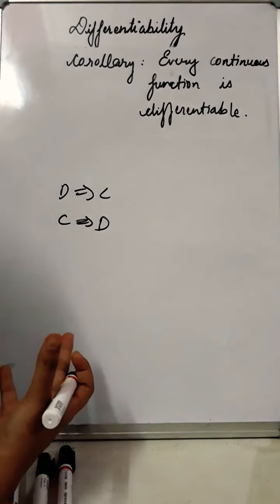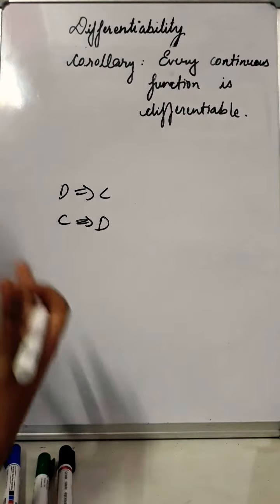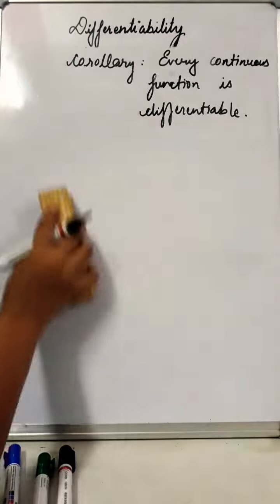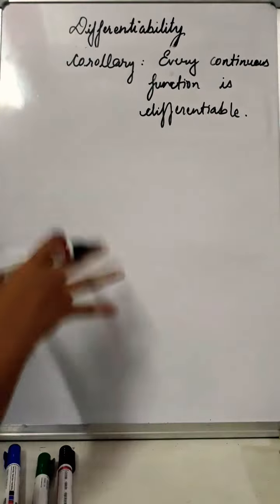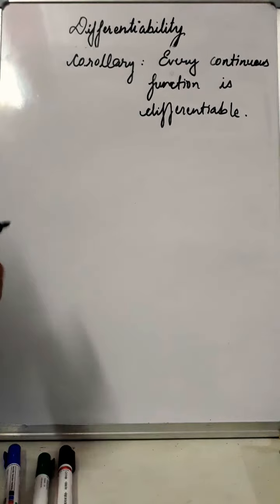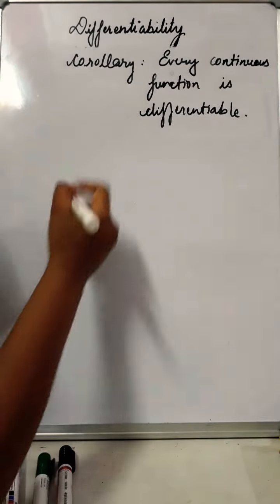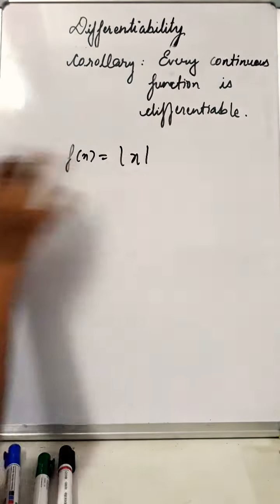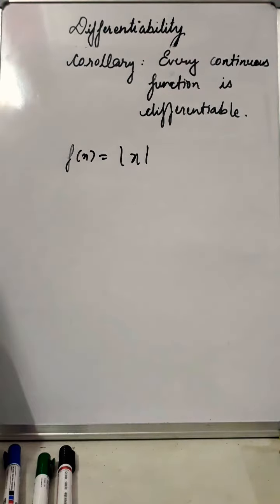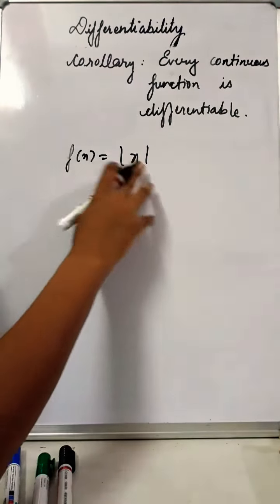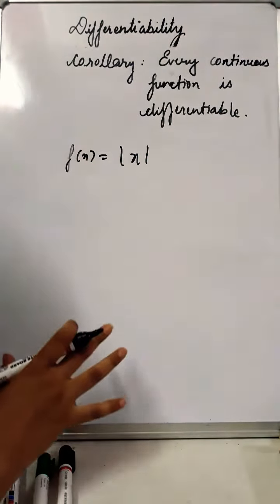For that it is enough to just pick one function and show it, meaning prove it with the help of one example. That is sufficient. The best way to show that every continuous function is not differentiable is the example of a very familiar function, f(x) equals mod x. Everybody is familiar with this function, and in your continuity part you have already proven that this mod function is continuous.